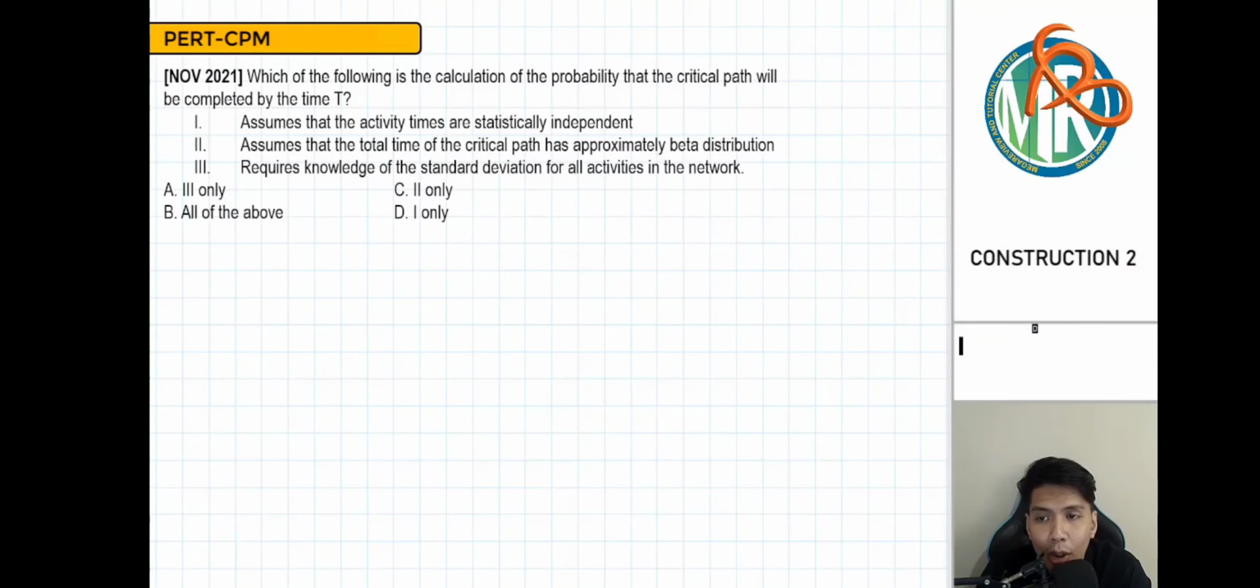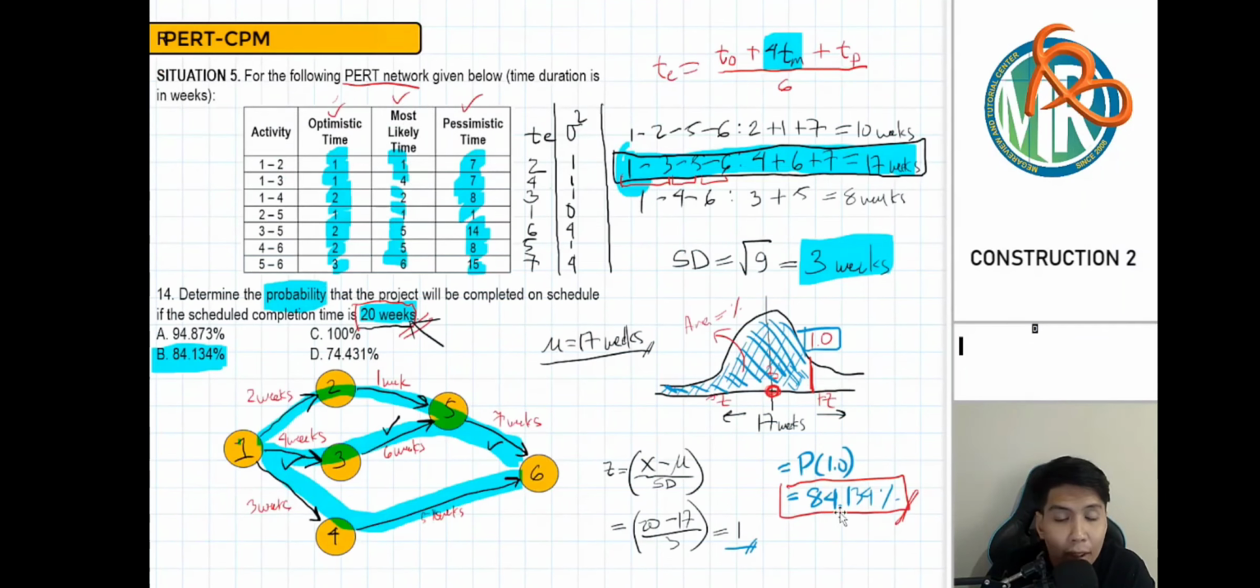Which of the following is the calculation of the probability that the critical path will be completed by time T? Earlier, we solved for the probability of the project finishing within that duration. Let's go back, we solved for a value, we have the 84%, right? Now, how did we get that 84%? Just try to remember the process so that we can answer our next problem.